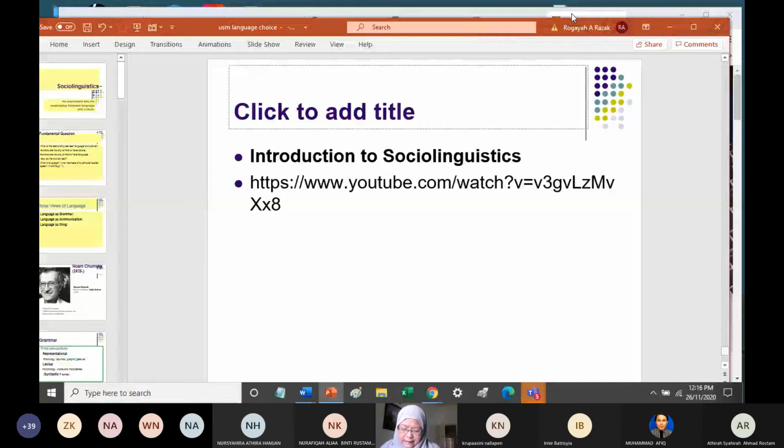He puts it nicely, language versus dialect. He says that a language has many dialects. So if you think about Malay dialects, we have many Malay dialects. North, south, east, west, northern dialects, west coast dialect, east coast dialect. So those are Malay dialects. Dialect Utara, dialect Negeri Sembilan, dialect Kelantan, Terengganu, and everything.